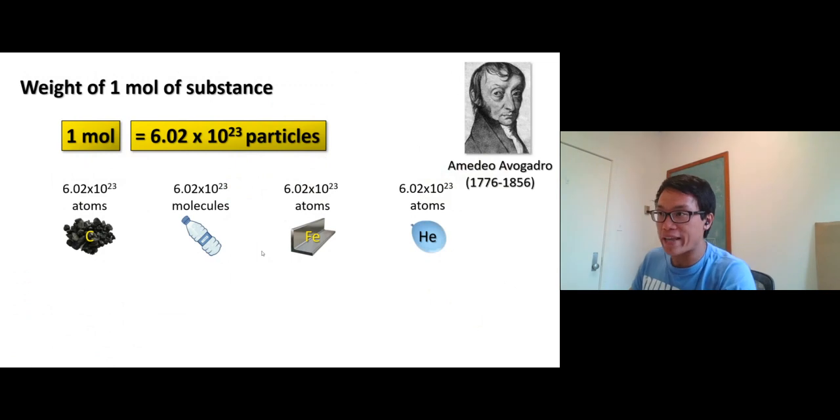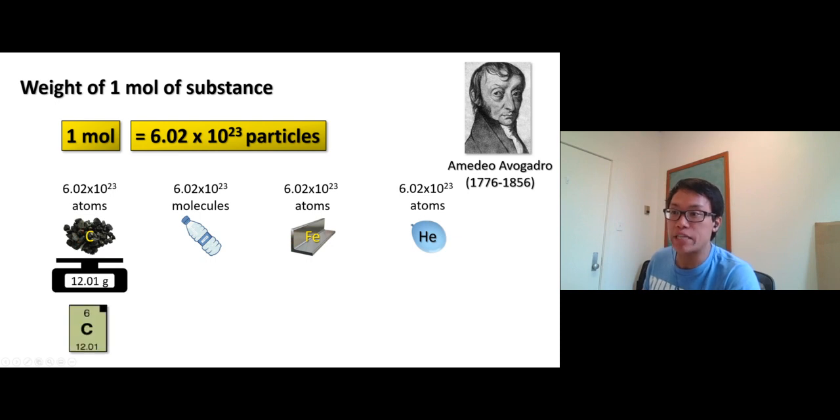And the weight of 1 mole of a substance, take a look right here. The weight of 1 mole of substance is different. 1 mole of carbon atoms, 1 mole of water molecules, 1 mole of iron atoms, and 1 mole of helium atoms all have different weights. Take a mole of carbon: put it on the scale and it is 12.01 grams, which is exactly like the atomic mass in atomic mass units. I don't know if it's a coincidence or not. There's some relationship, but we don't talk about it. The grams of 1 mole is equal to the atomic mass in atomic mass units.